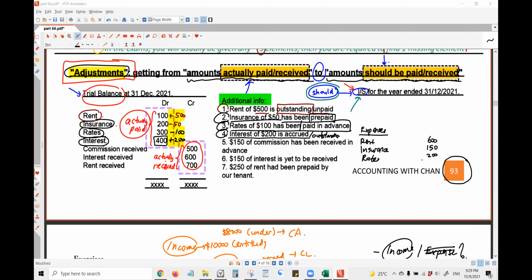Okay, this one you must master. This is a very popular question in the exam, even in school exam. All the accounting teachers like to test you on this. 600. Okay, so 600 for it.